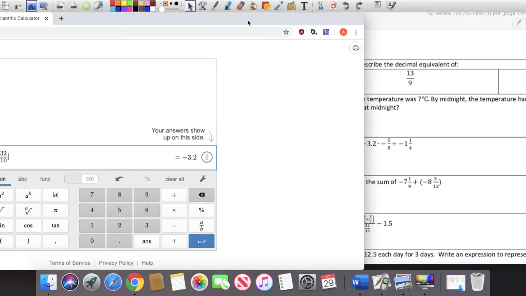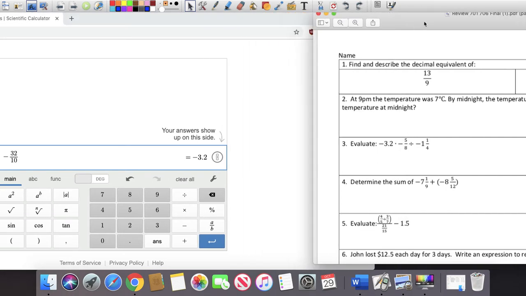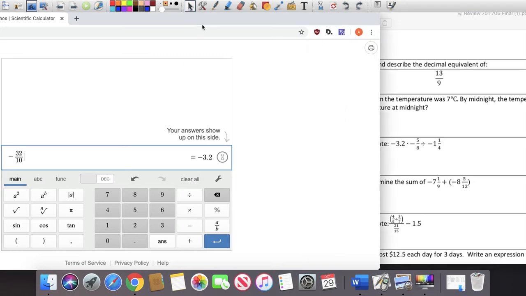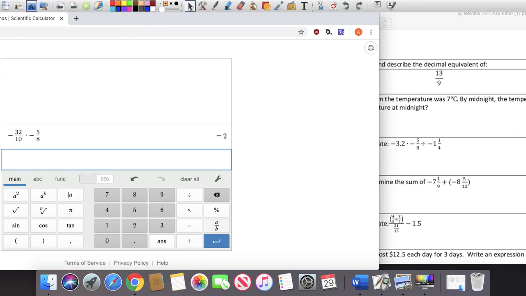Just pull that to the side. Negative 3 over 32 over 10. Times again another fraction, but it's a negative fraction, like negative 5 over 8. Now press enter. That gives me 2, and positive 2 because a negative and a negative is positive.